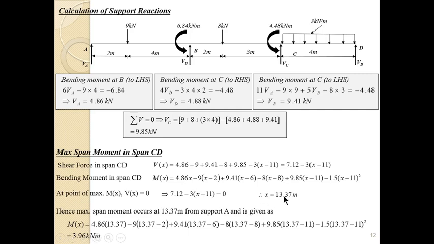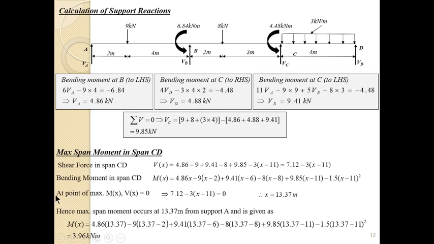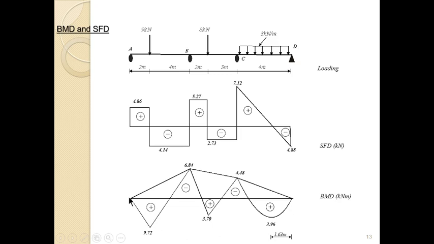When I solve it, it gives me 13.37. I'll now take the 13.37 and put it in this bending moment equation. When I put it, this is what I did. Wherever I see x, we put 13.37 and it gives us 3.96. So that is our bending moment. So we know that the maximum bending moment is 3.96, and we know that it's happening at a distance of 13.37 from this left support.